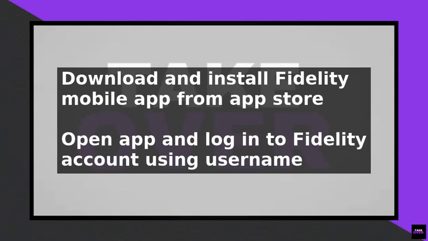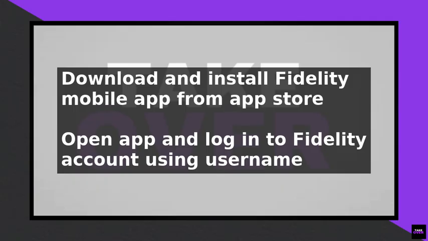To buy stocks on the Fidelity mobile app, start by downloading and installing the app from the App Store on your device. Once installed, open the app and log in to your Fidelity account using your username and password. If you do not have a Fidelity account, you can create one directly from the app.